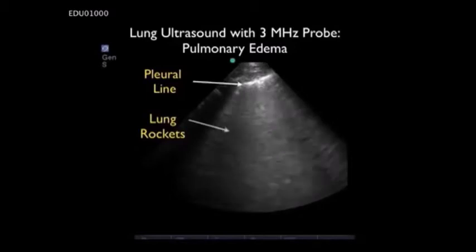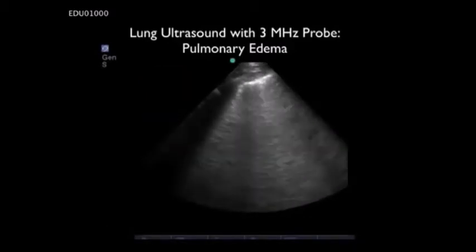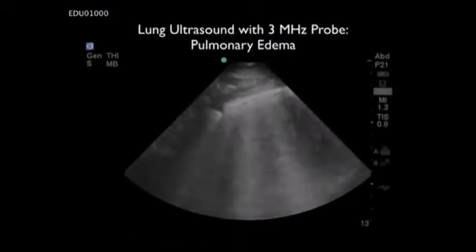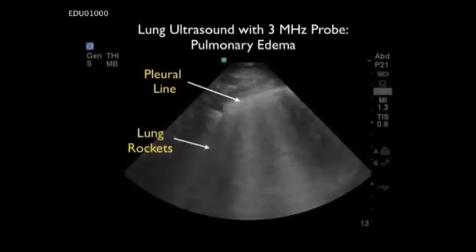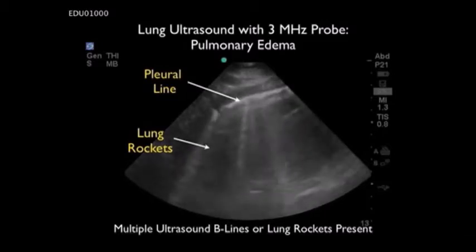Now, if the B-lines are seen in multiple areas of the lung bilaterally, this is more consistent with acute pulmonary edema. As pulmonary edema progresses, we can see the development of more and more ultrasonic B-lines, or vertical lung rockets, showing a worsening of the pulmonary edema. In this situation, we almost see a complete lung whiteout, with multiple rays coming off of the pleural line, showing the development of multiple lung rockets within one ultrasound field.